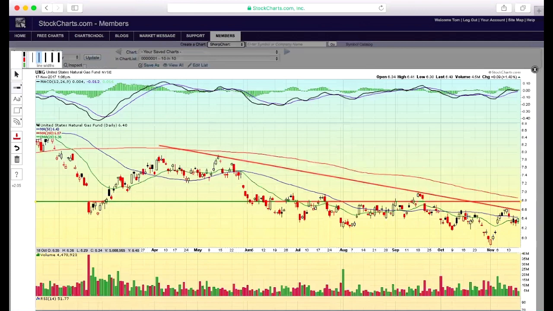And I used to trade the UNG and didn't have a whole lot of success for some of the reasons I just pointed out. And so for me, I don't like to trade it. But if you have success, I think it's great. And here I would just watch this trend line.